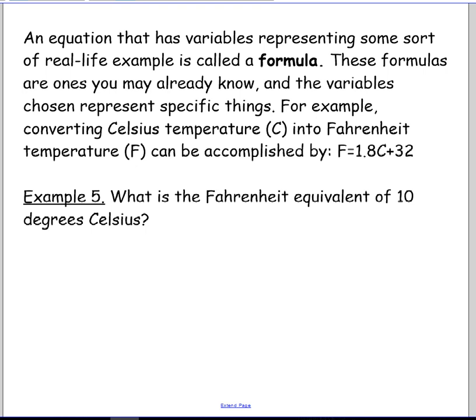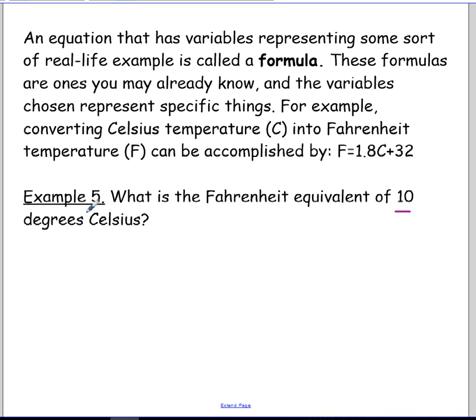An equation that has variables representing some sort of real-life example is called a formula. These formulas are ones you may already know, and a variable is chosen to represent specific things. For example, converting Celsius temperature, which is using C, into Fahrenheit temperature, F, can be accomplished by Fahrenheit equals 1.8 times the Celsius plus 32. So F equals 1.8C plus 32. So if we're going to use that equation, we can figure out the Fahrenheit for 10 degrees Celsius.